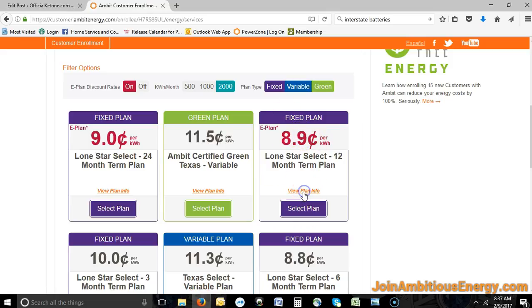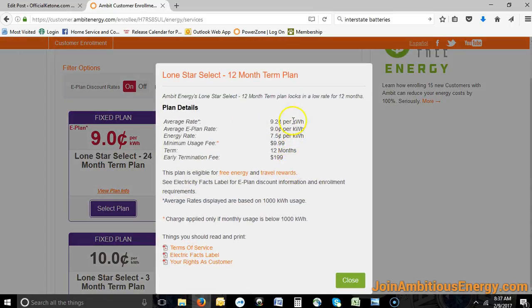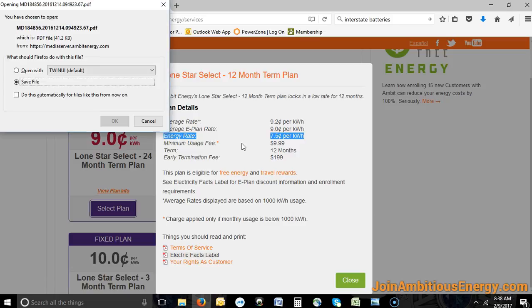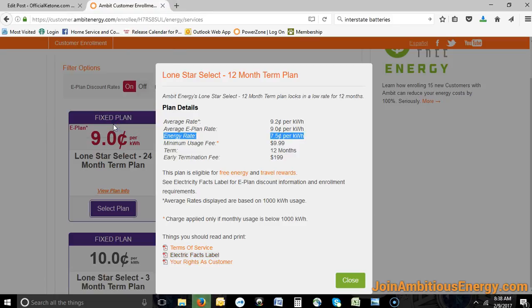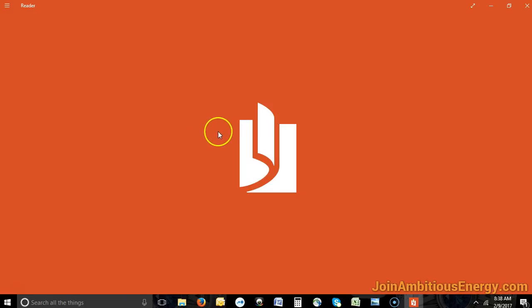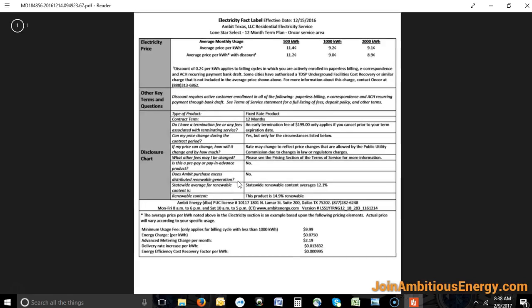And you can expand the plan information here, and every plan is going to have basically this information. You can see here the energy charge rate at 7.5 cents per kilowatt hour before the delivery charge is factored in. And if you really want to check the actual terms, you can do this electricity facts label. Every plan is going to have this electricity facts label that you can check out. Basically it's going to open up a PDF that will show you those average rates, and it'll lay it out for you.